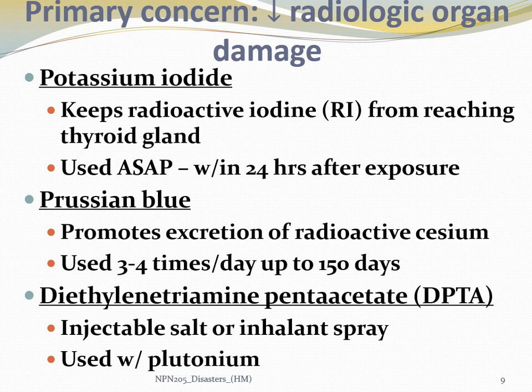There are pharmacological considerations on page 191 in your book. Be sure that you read through all of those to get a better idea, but we'll quickly go through this. Potassium iodide only protects the thyroid gland, okay? It keeps the radioactive iodine from reaching the thyroid gland. It's used as soon as possible within the first 24 hours after exposure.